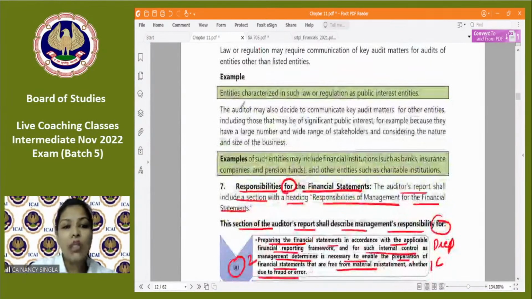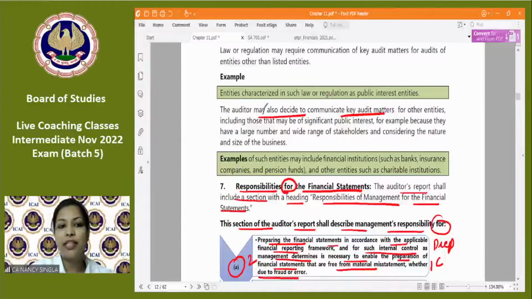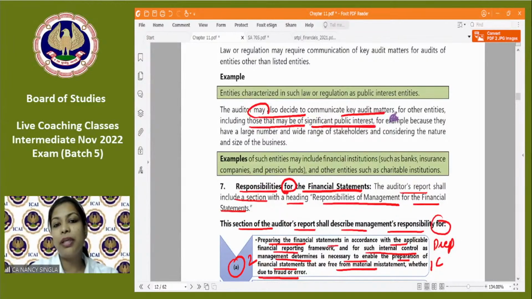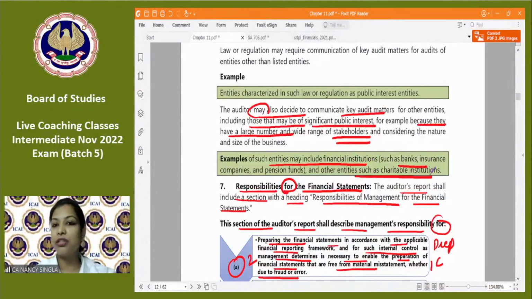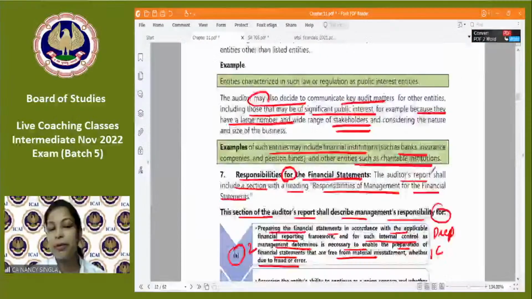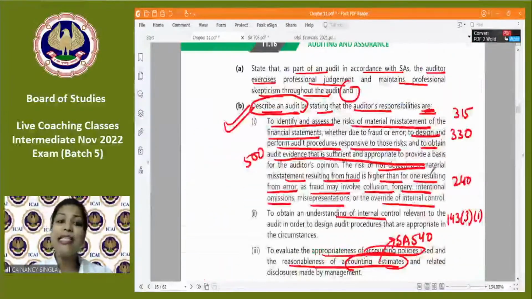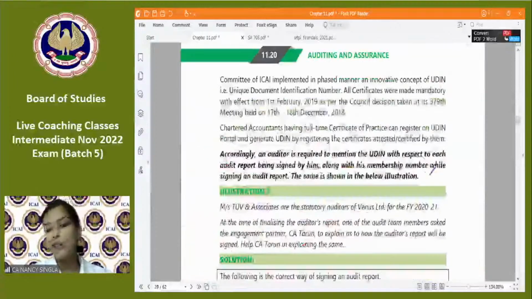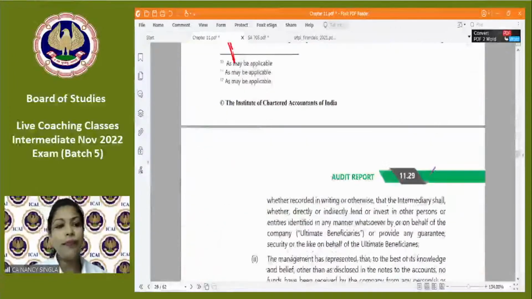And the auditor may decide to communicate key audit matters. What does may decide mean? It is not required otherwise, and not required by law and regulation either, but the auditor feels that the matter is of significant public interest because there are a large number of stakeholders, for example financial institutions like banks or charitable institutions. So the auditor may give the key audit matter. So where does this requirement come from? In SA 700, and SA 700 makes a reference to what? SA 701. Hiral, is your doubt clear?